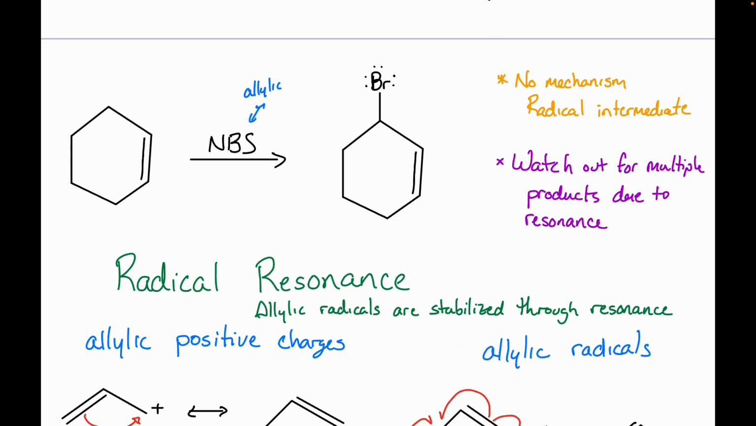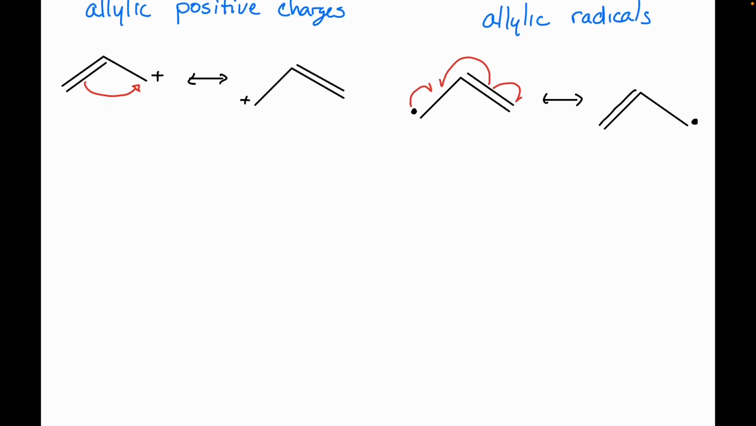All right, for this first example, I specifically picked an alkene where you didn't have to worry about that sort of thing. But now let's look at an example where we do have to worry about it.